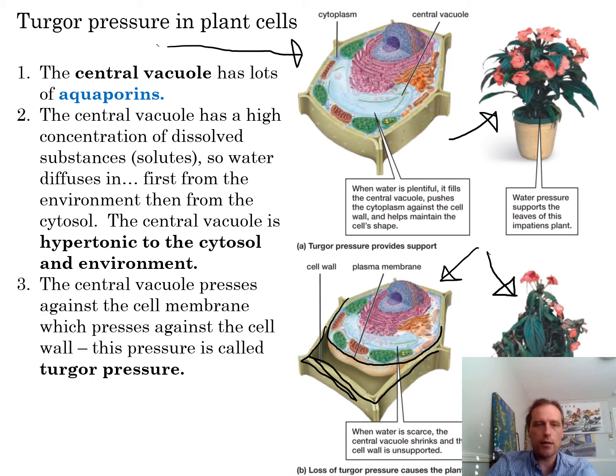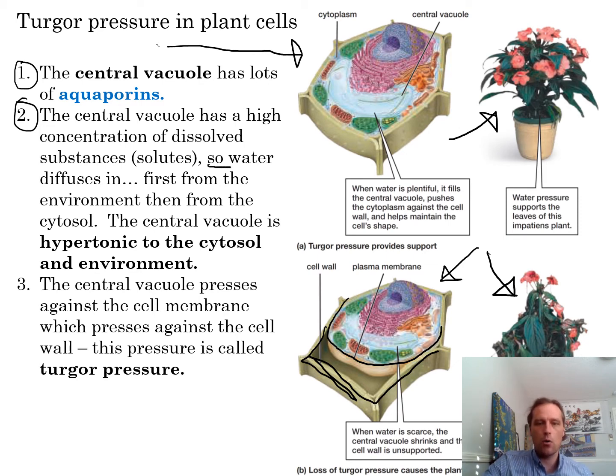So now let's go through the details of it, largely in reference to the central vacuole, aquaporins, and the cell wall. So the central vacuole has lots of aquaporins. The central vacuole has a high concentration of dissolved substances, solutes. So water is attracted, saying it in human terms, anthropomorphizing a little here. Water is attracted to that central vacuole environment because there's lots of solutes there, and that means there's a low concentration of water.